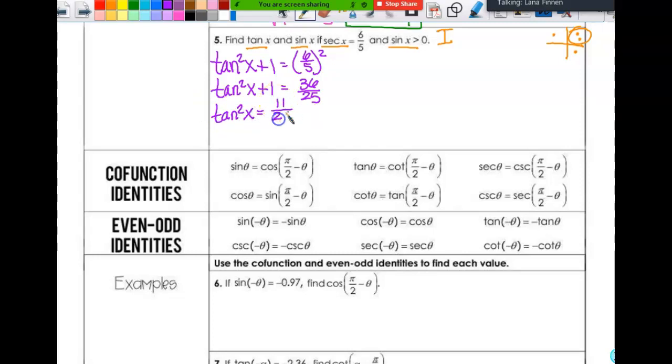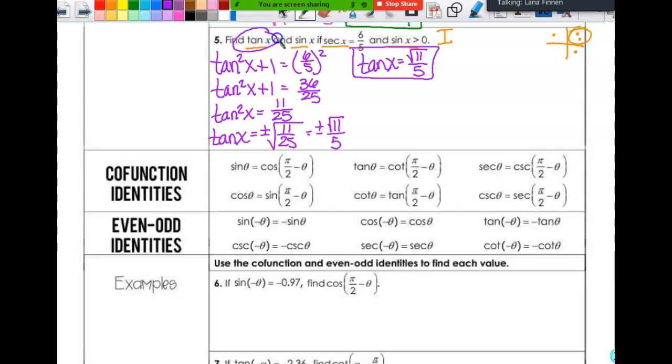Very good, 11/25. So then I take the square root, and I'm going to get the tangent of x equals plus or minus the square root of 11/25, which gives me plus or minus the square root of 11 over 5. So that's what I get when I simplify it. Then I have to give the answer that's specific to this problem, and since I'm in quadrant 1, tangent of x has to be positive, and so that's the square root of 11 over 5. Okay. Any questions at this point?